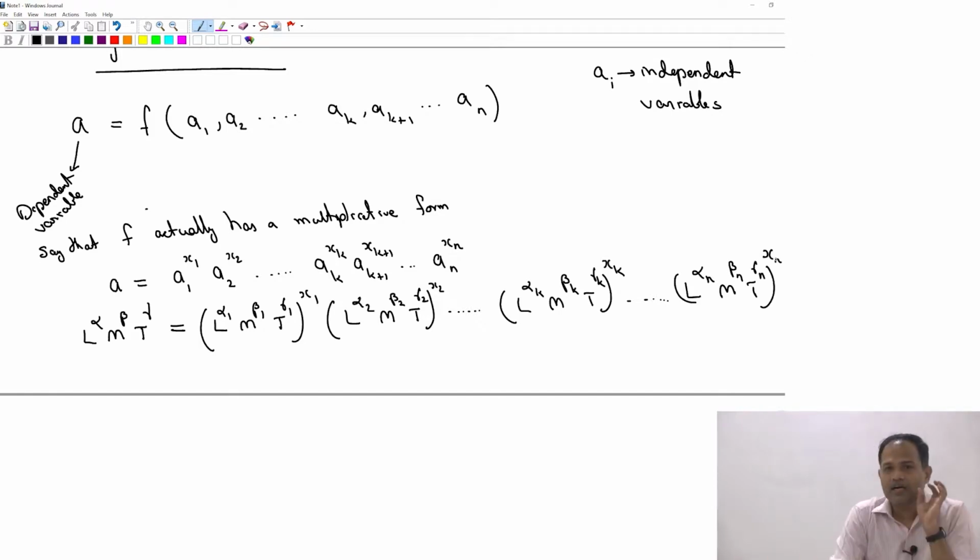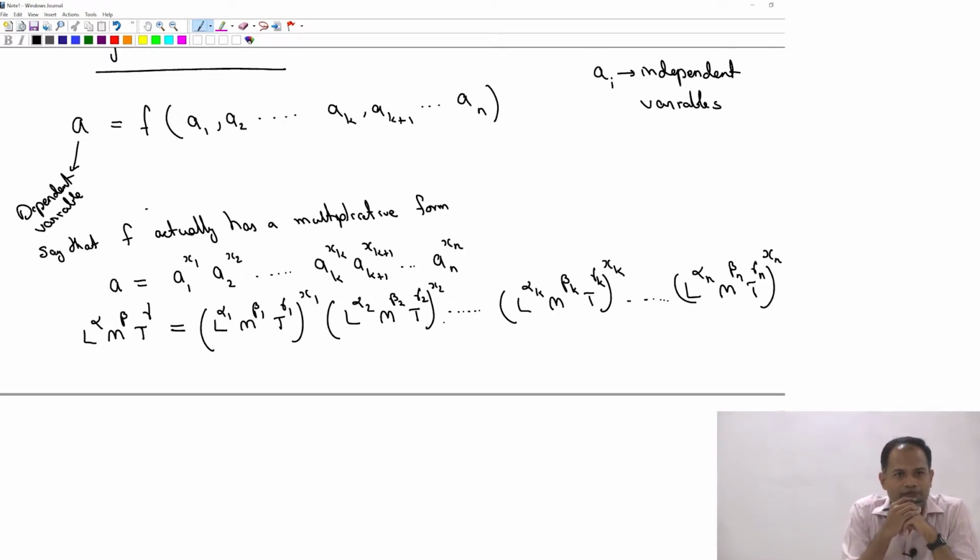What have I done? I have just written down the dimensions for each of those variables. Of course, I do not know what those dimensions are. For A, I said it is some length to the power of something, mass to the power of something, time to the power of something. For A1, it's L to the power of alpha 1, M to the power of beta 1, T to the power of gamma 1, and the whole thing is raised to x1, and so on for each of the independent variables.